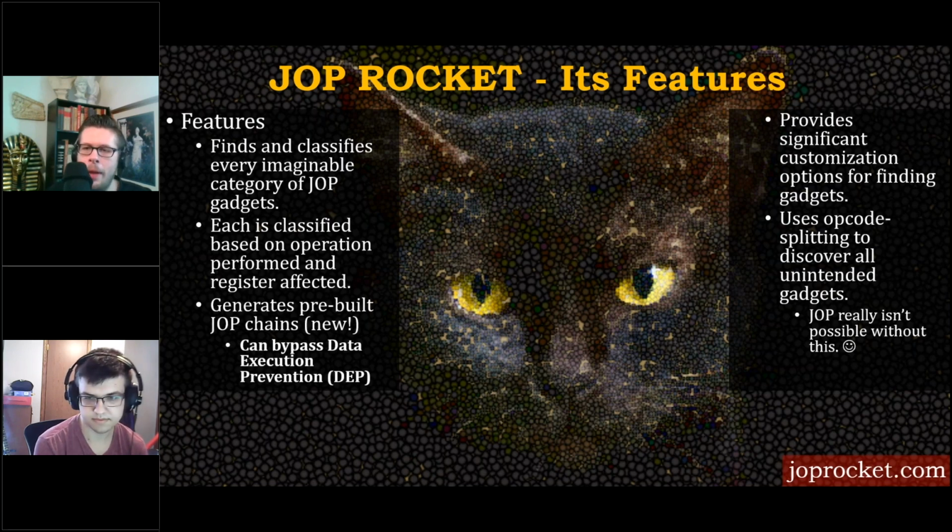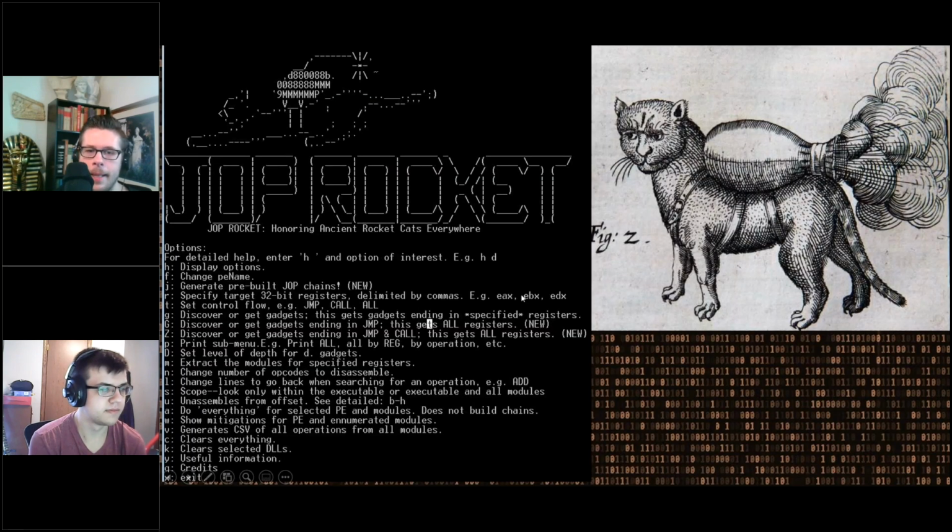It makes use of a thing called opcode splitting, so we discover all the unintended gadgets. When you write your code, there are intended instructions, and there's also a vast amount of unintended instructions that you can discover if you start execution at a different offset. We find it all. So let's get down into the nitty-gritty of how we can start to use the JOP Rocket to have some success with this.